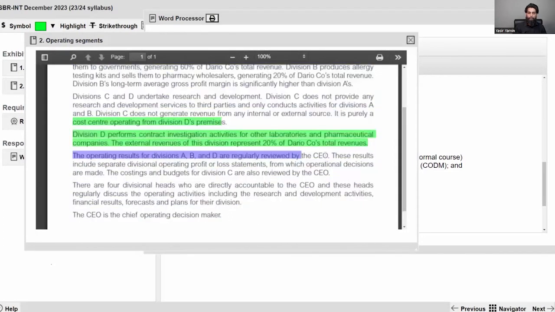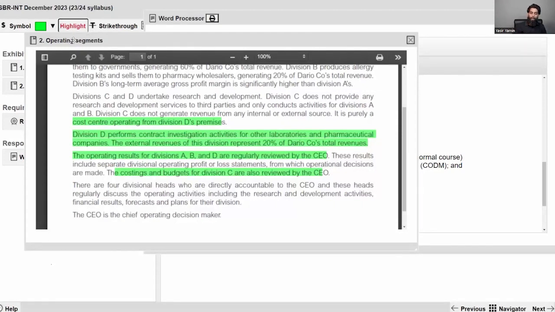One more point. These results include separate divisional operating profit or loss statements, from which operational decisions are made. Costing and budgets for division C are also reviewed by the CEO. So even though the costing budgets are still reviewed for division C, division C is a cost center. It does not engage in business activities. So even though the research and development budget is also reviewed by the CEO, it cannot be an operating segment, because it does not engage in business activities.